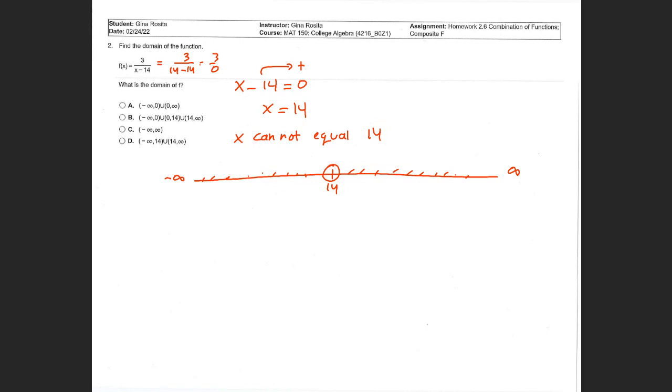So the domain of f is from negative infinity to 14, open, not included, union 14 to infinity. Will you follow? Now go to the next one.